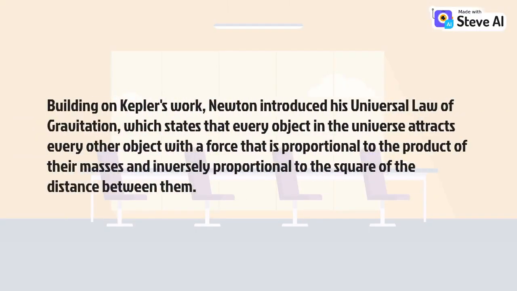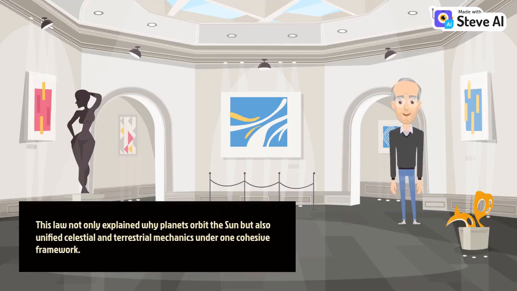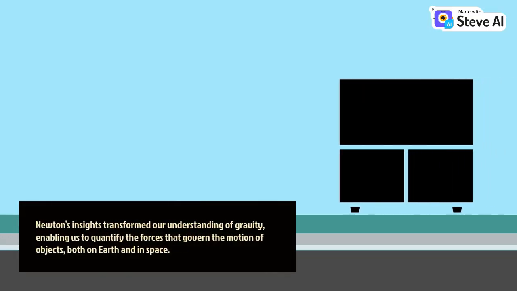Building on Kepler's work, Newton introduced his universal law of gravitation, which states that every object in the universe attracts every other object with a force that is proportional to the product of their masses and inversely proportional to the square of the distance between them. This law not only explained why planets orbit the Sun but also unified celestial and terrestrial mechanics under one cohesive framework. Newton's insights transformed our understanding of gravity, enabling us to quantify the forces that govern the motion of objects, both on Earth and in space.